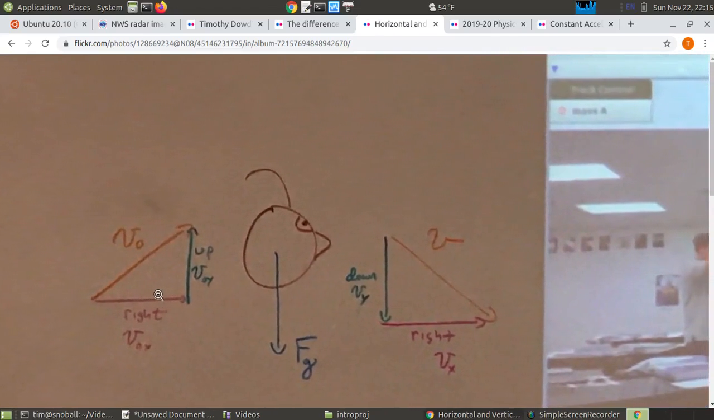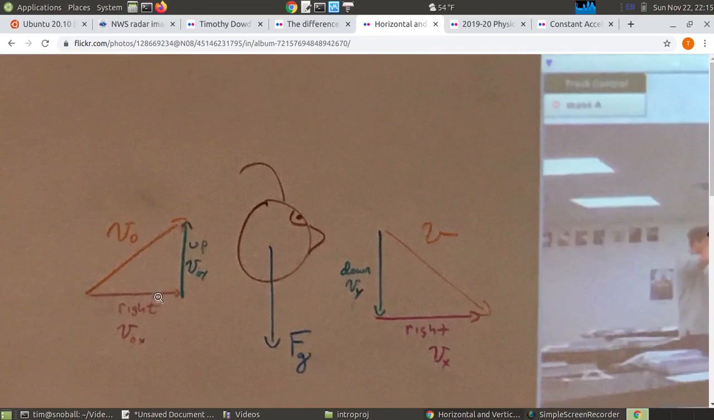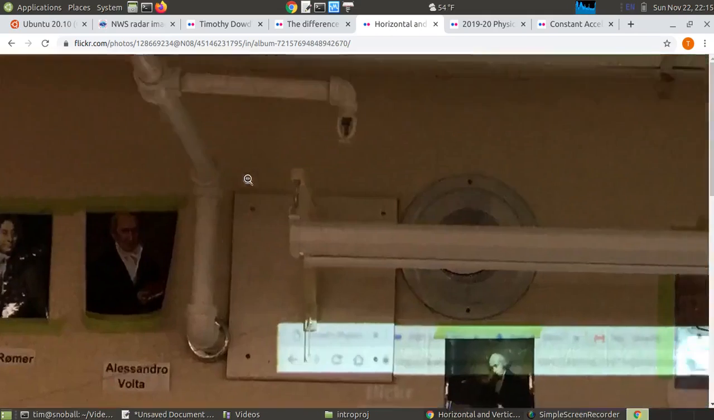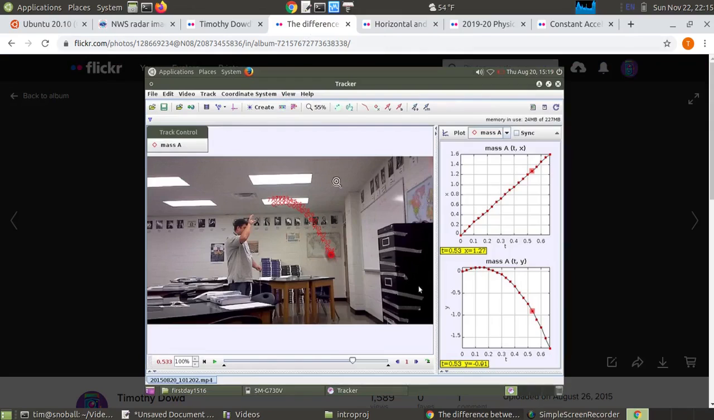But what about this right piece? That's not in the same dimension as gravity. It's not clear how gravity would have any effect at all. And at least according to our graphs here, it seems that left-right, gravity's having no effect. It's almost like there's no force at all.